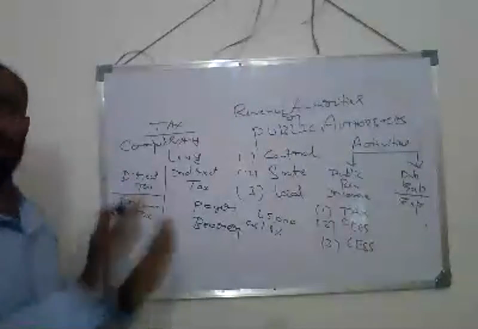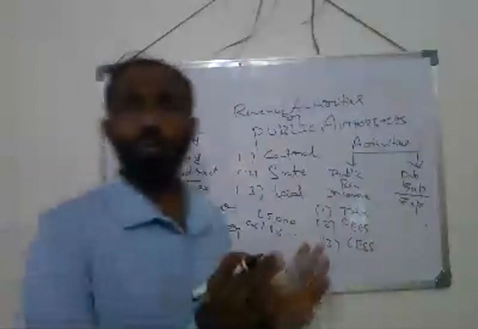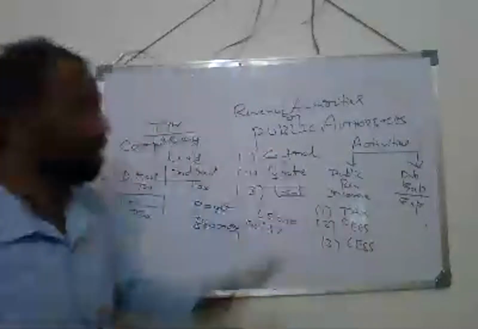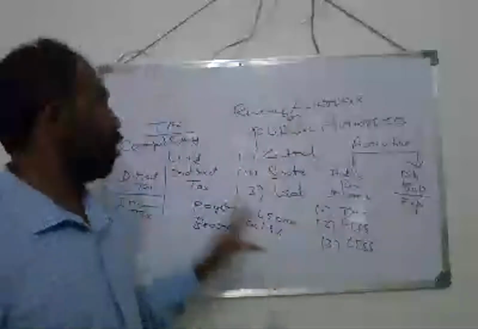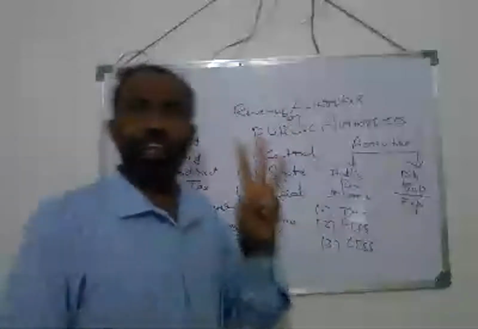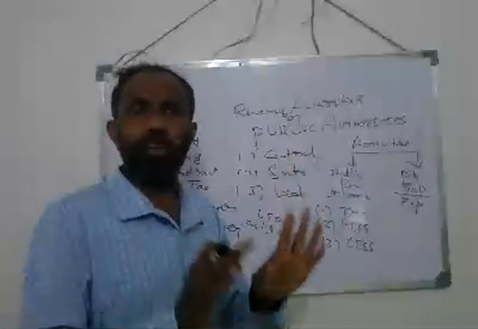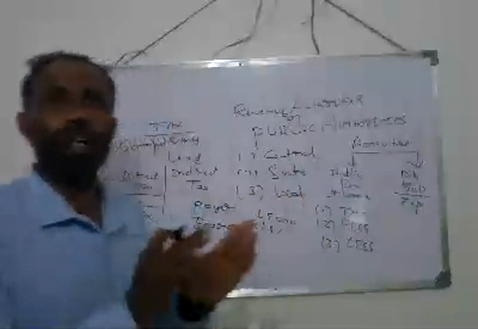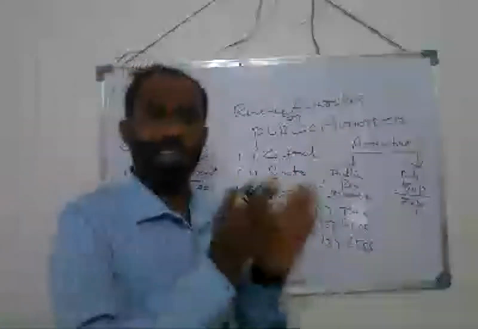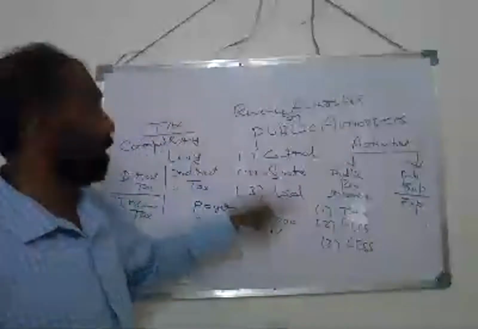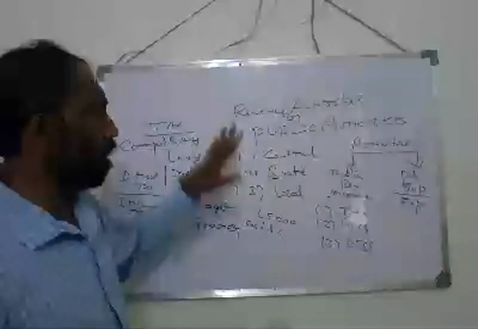This is my point of view now. So thereby we have come to tax. I'll repeat the entire thing once again. We have public authorities or revenue authorities. It includes three levels of public authorities. Public authorities refers to the governments at various levels. In India it includes three levels: central government, state government, local government.